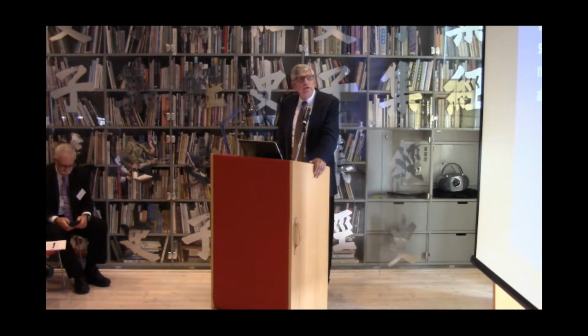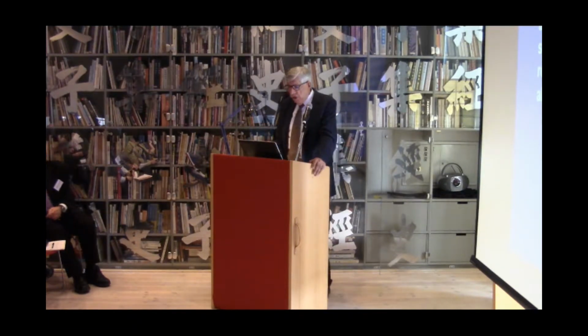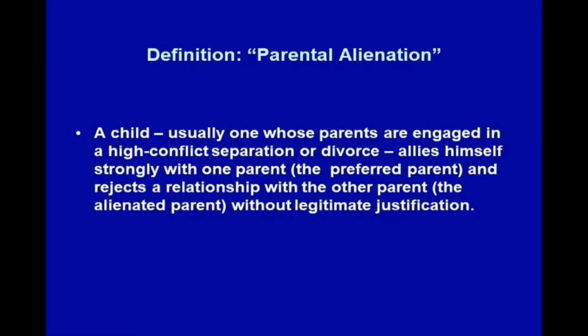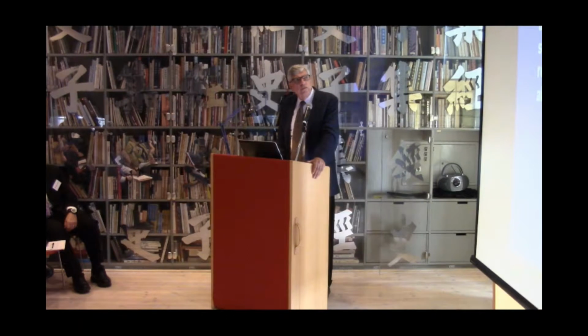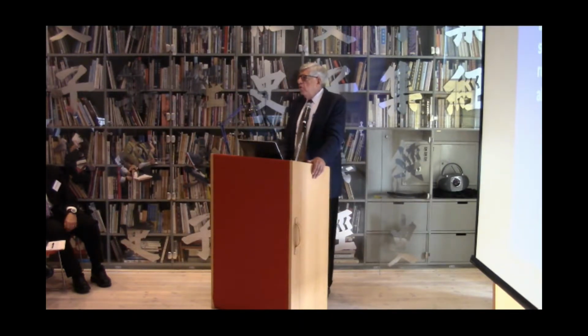I've got to warn you, people have slightly different definitions of parental alienation, but at least for the moment, let's see if we can be on the same page. We're talking about a child, usually one whose parents are engaged in a high conflict separation or divorce. The child allies himself strongly with one parent and rejects the relationship with the other parent without legitimate justification. As most of you know, this usually takes place in the context of divorce, although it doesn't have to; it occasionally happens in intact families. And secondly, the really key thing is that it's without justification. If the child rejects a parent for a good reason, it's something else. It's not alienation.